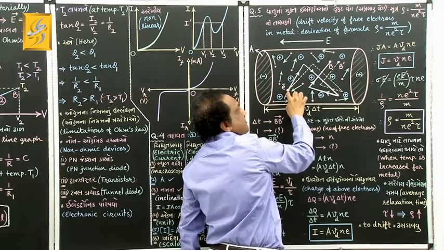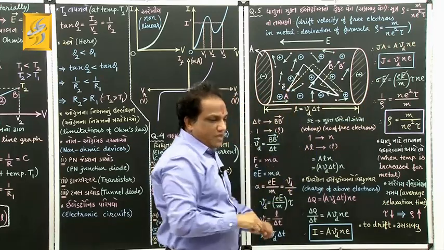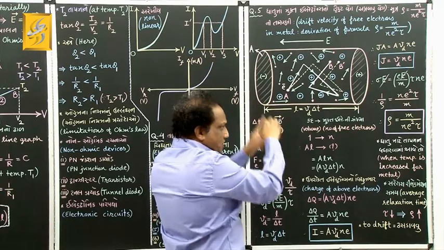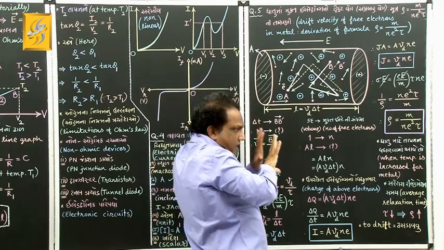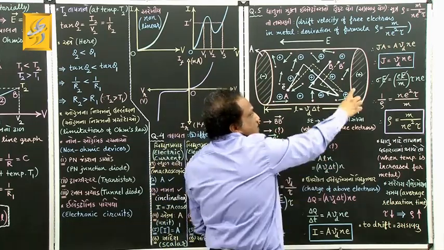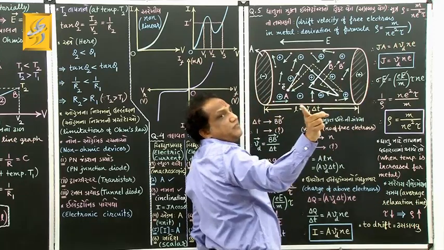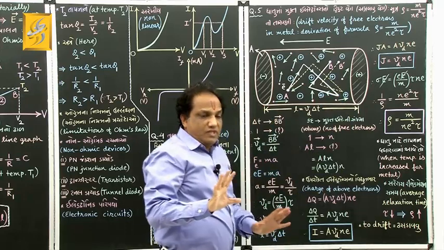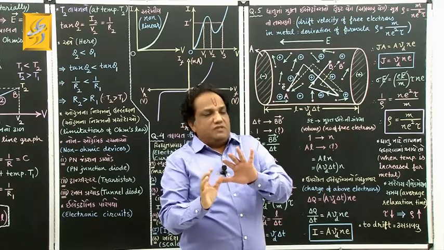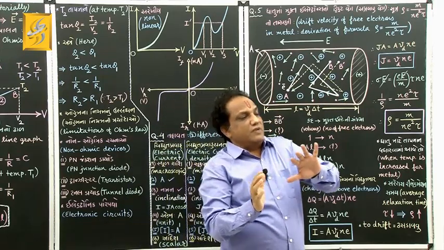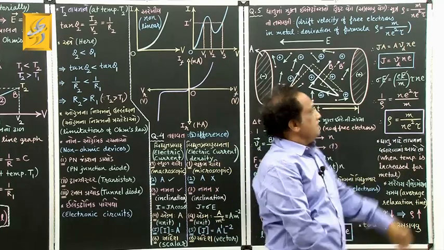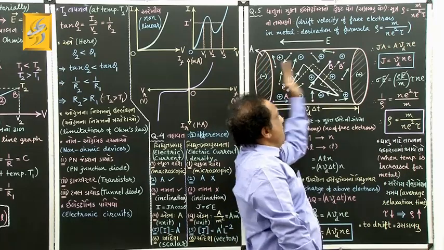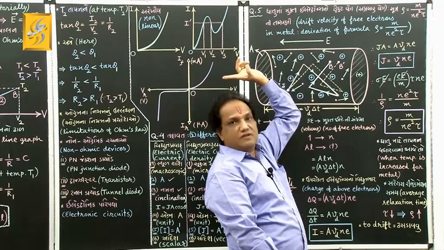So what will these free electrons do now? Along with their random motion, they will be compelled to move towards this positive end because of the electric force exerted in this direction, correct? So what will they do? Along with the random motion, they will make a little displacement every time towards the right hand side, that is in a direction opposite to the direction of the electric field, correct?